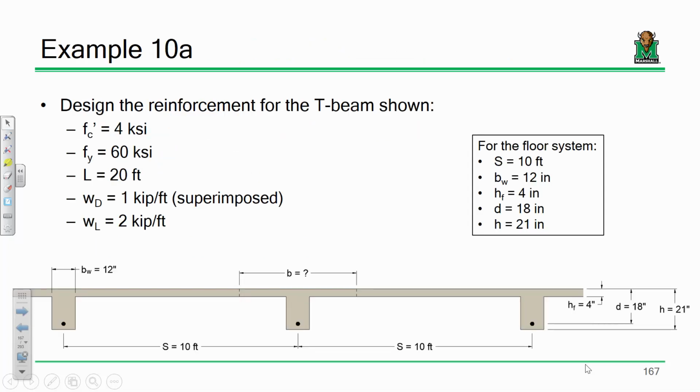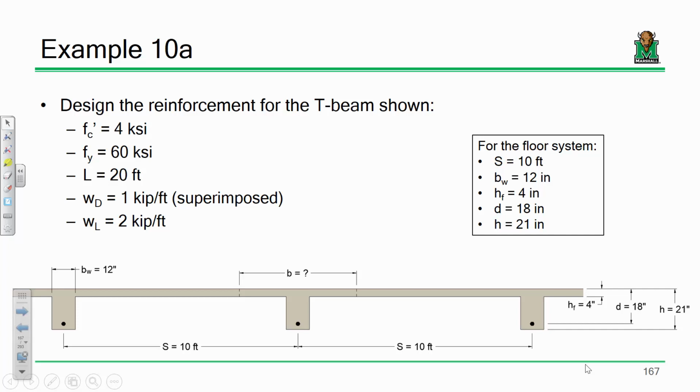All right, so I have here the following system. Just so you're aware of what's going on the slide, I have a diagram on the bottom, and then I have this box up here. I did that because this text is tiny, and I wanted to make sure you could read it. So we're going to design a T-beam system, or the T-beam as shown. Let's just take a look at this.